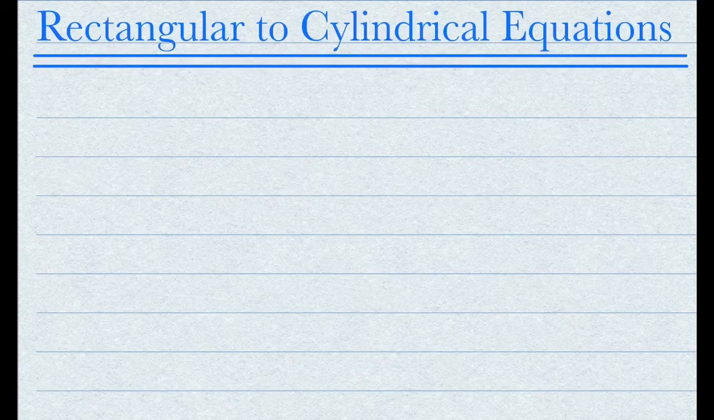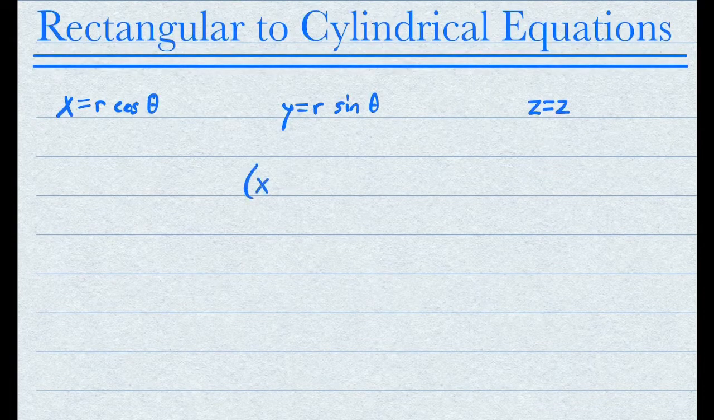Today we're going to look at how to convert rectangular equations to cylindrical ones. Here are some equations you'll need. x equals r cosine theta. y equals r sine theta. And z equals z. So the basic process is that we're going to take equations that are in terms of x, y, and z, and we're going to put them in terms of r, theta, and z.